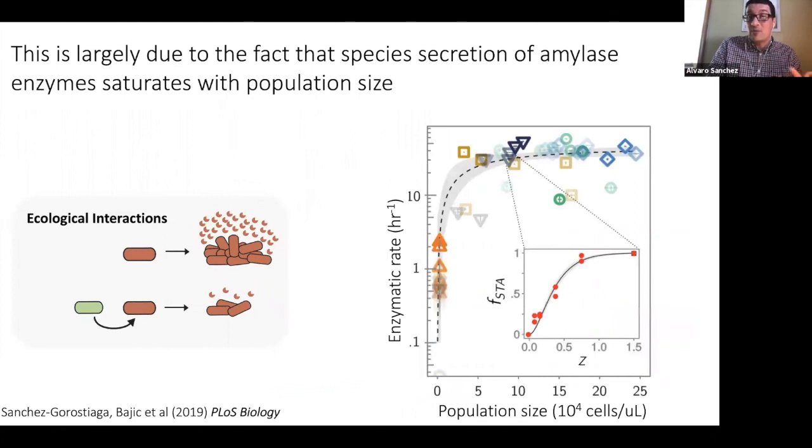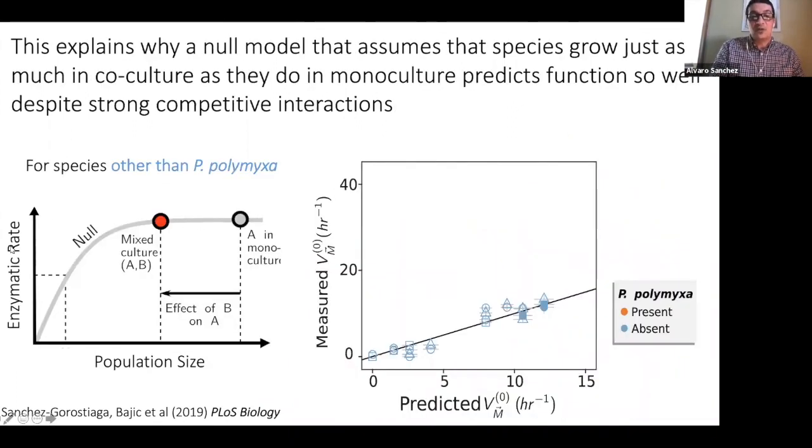The reason why one can have an additive fitness landscape when polymyxa is not present, despite the fact that we have interactions here, is that the interactions saturate, right? The amount of enzyme released by a species becomes independent of final population size after some threshold. So if you plot enzymatic activity as a function of population size for any one of these bacteria, it looks something like this. If you have a species growing in monoculture at this population size and this amount of enzyme, and in co-culture with another it might come down in population size, the amount of enzyme it produces will not change. And that partly explains why, despite the fact that we do have population dynamics interactions, the function of the collective can be predicted from an additive model.